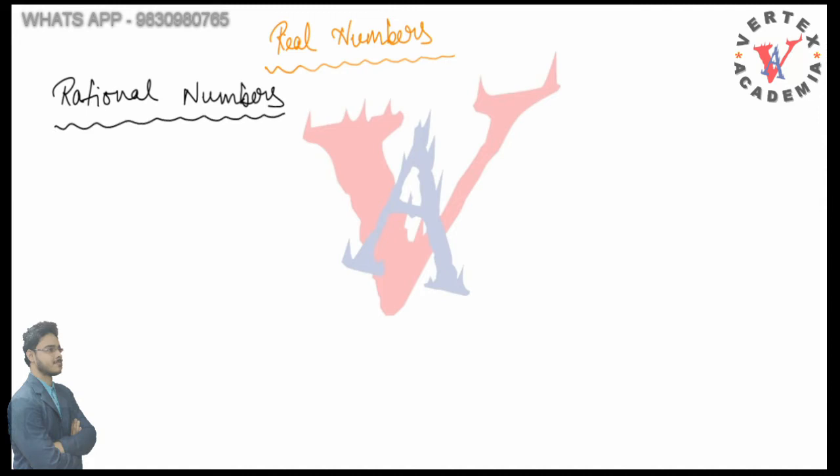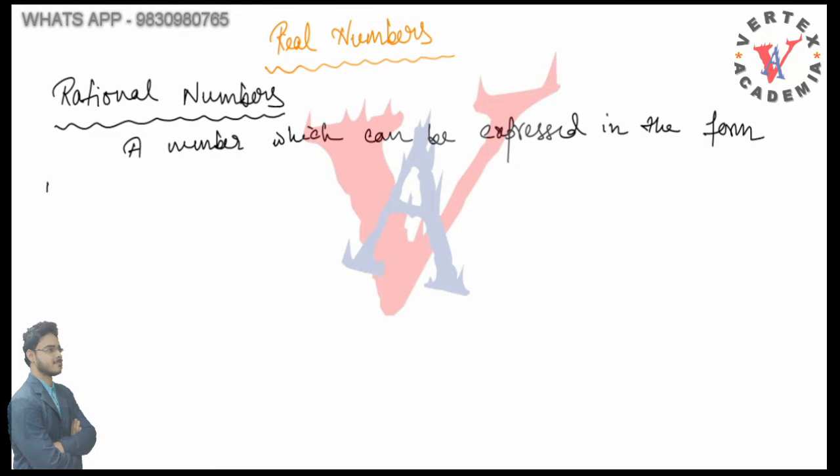So what are rational numbers? A number which can be expressed in the form p by q, where p and q are integers and q not equal to 0.